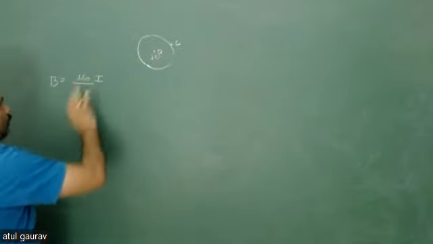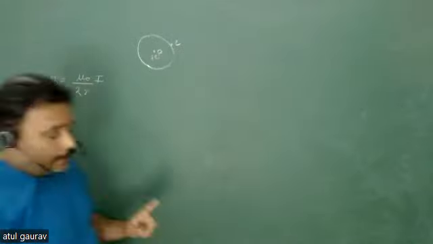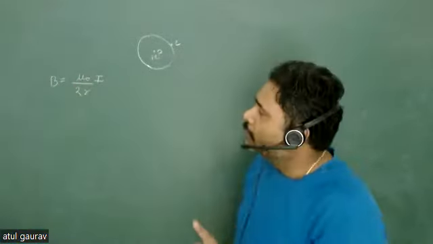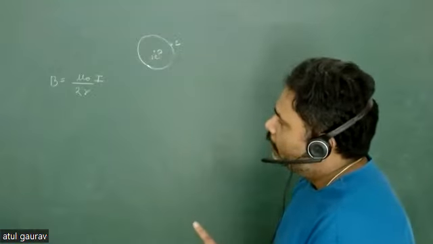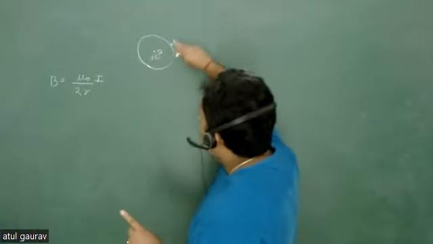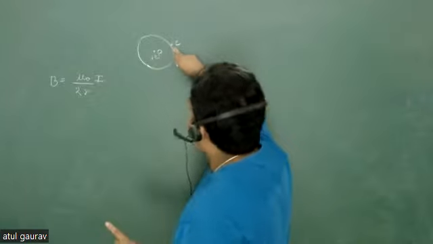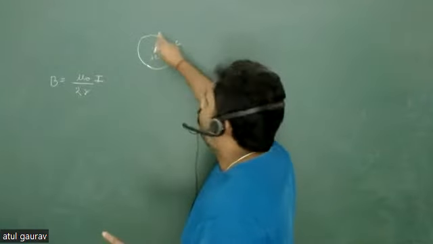We can write I. So let's go for it. And this is your magnetic field. Ye magnetic field kiske karan ho raha hai? Electron ke karan. On the reference of electron, proton is revolving.